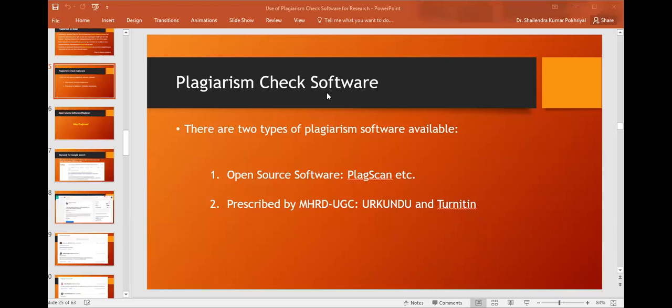And the same thing I will highlight here also. But before discussing both software, Urkund and Turnitin, it is not always possible to use Urkund and Turnitin. Sometimes we depend upon open source software. So here I got one source called Plagiarism. Plagiarism is one of the important software which you can use, but there are some limitations also. Sir, please go to the next slide.